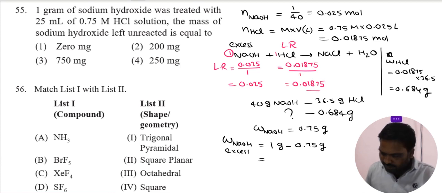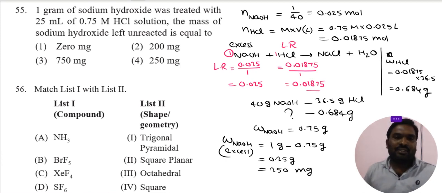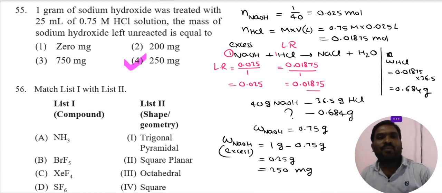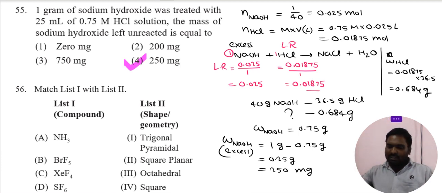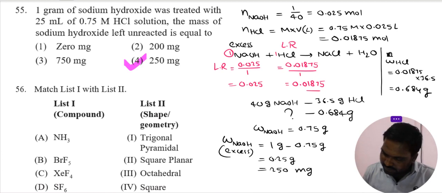Then 0.25 grams, this is the unaffected excess. 0.25 grams means 250 milligrams, that is unaffected. So which is the right option? Option 4 is the right answer. Clear everyone? So this is somewhat lengthy question, but easy only, lengthy question. Understood?